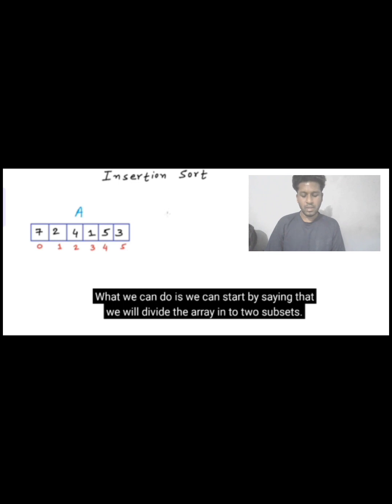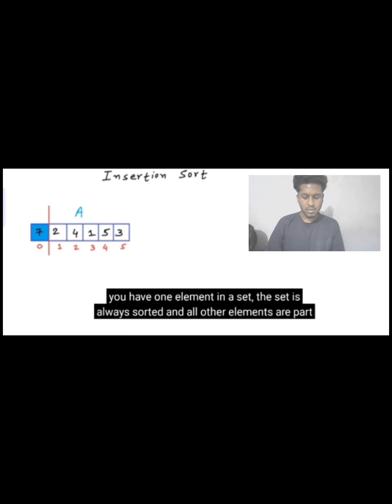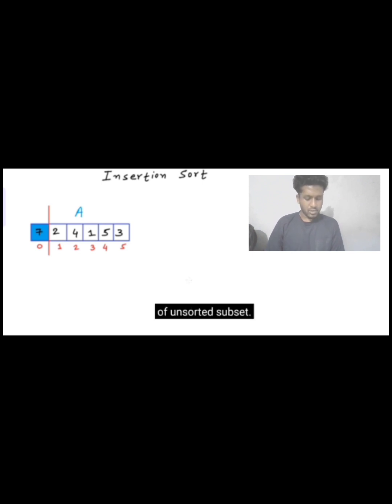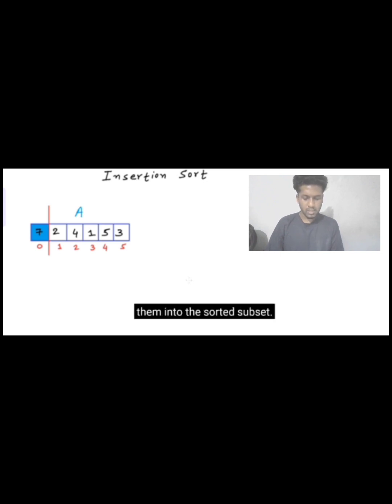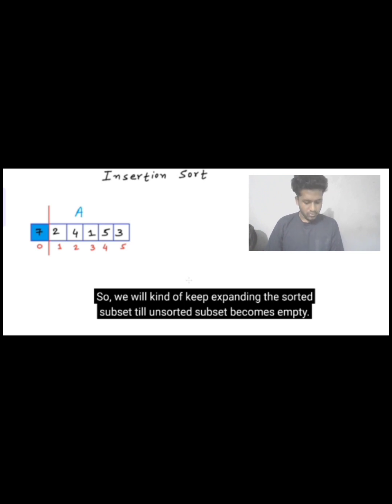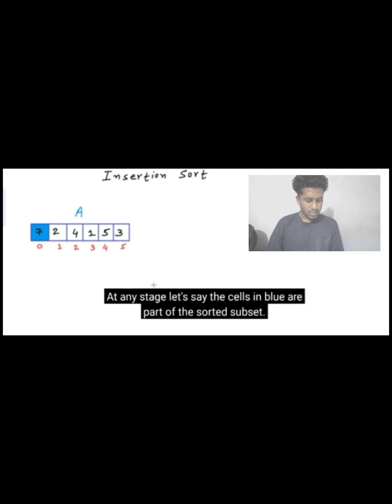What we can do is start by saying that we will divide the array into two subsets. Initially elements till index 0 will be part of the sorted subset, because if you have one element in a set, the set is always sorted, and all other elements are part of the unsorted subset. And now we will go on picking up elements from the unsorted subset and keep on inserting them into the sorted subset. So we will keep expanding the sorted subset till the unsorted subset becomes empty.